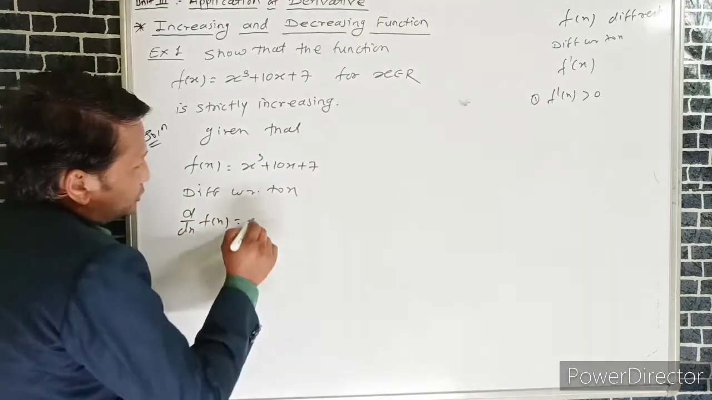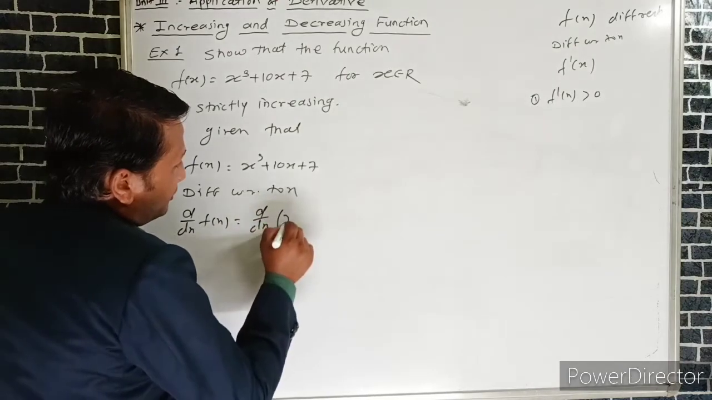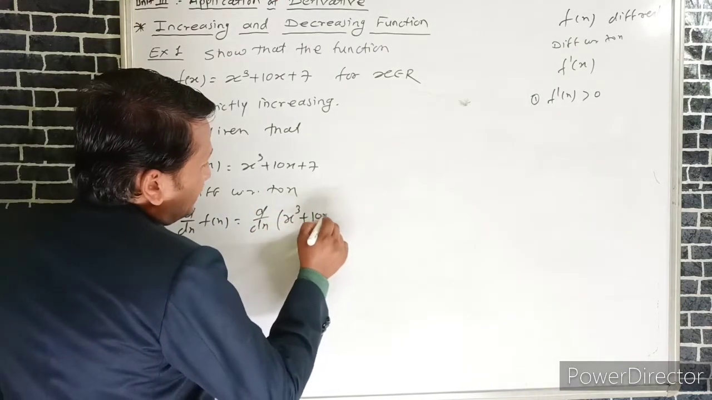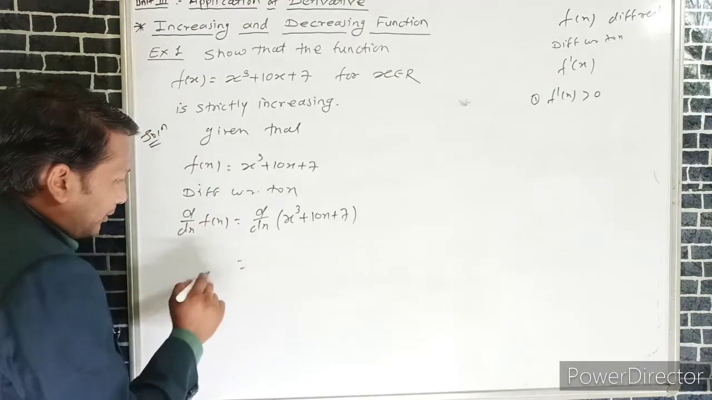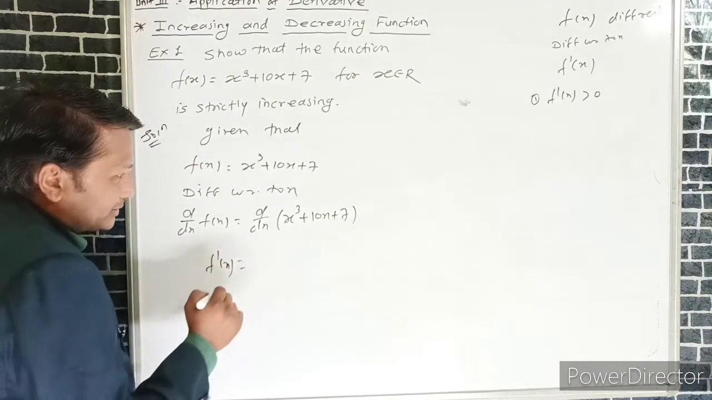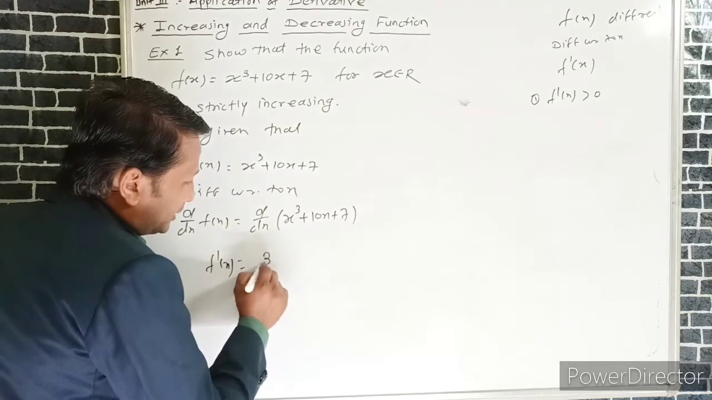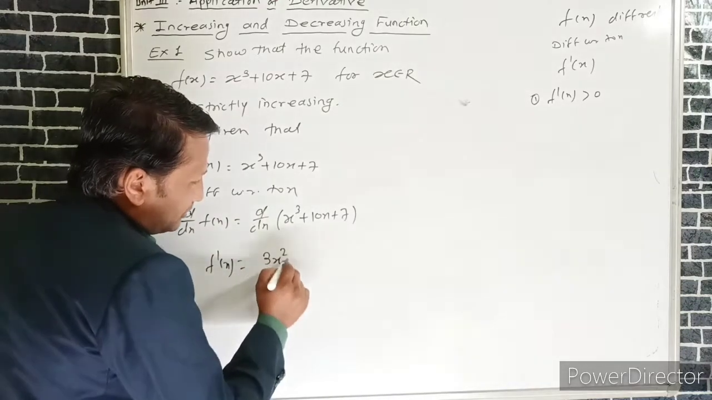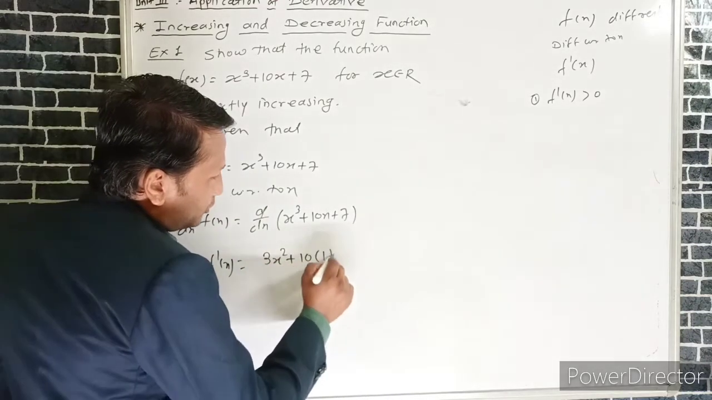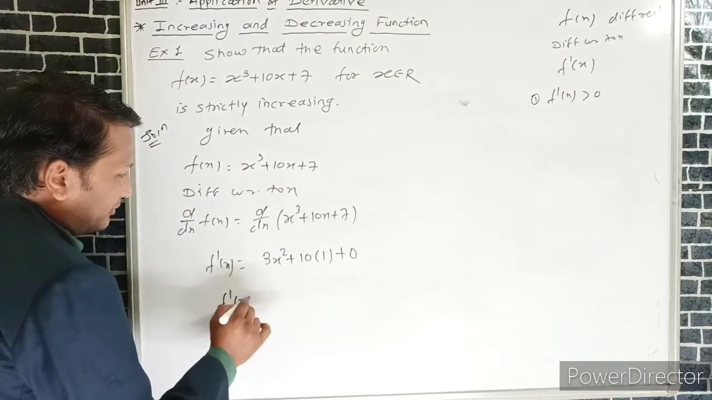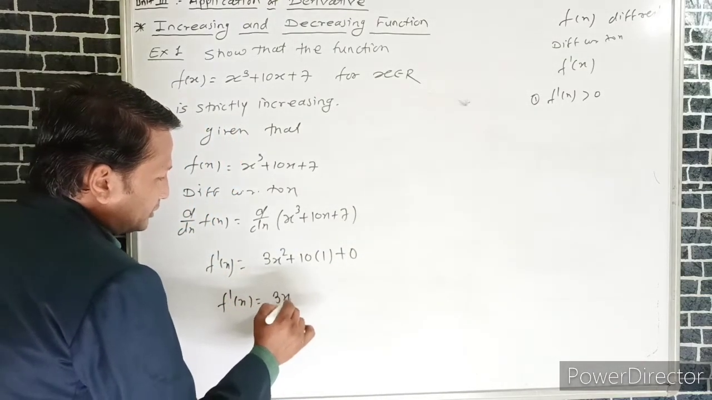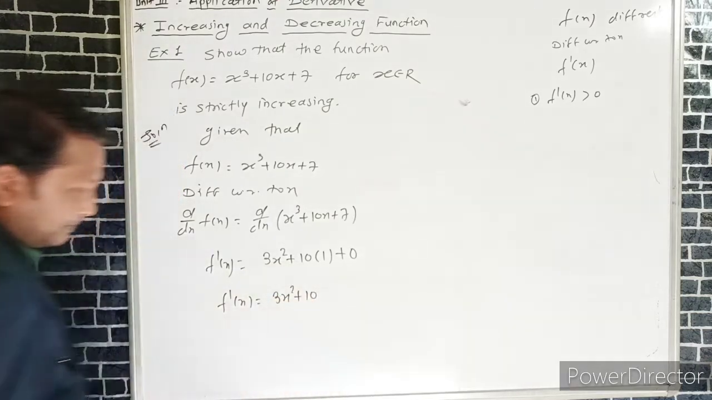After differentiating, the derivative of f of x is equal to the derivative of x cube plus 10x plus 7. So here the derivative of f of x, which is f dash of x: the derivative of x cube is 3x square, plus 10 into the derivative of x, which is 1, plus the derivative of 7, which is 0. Hence f dash of x is 3x square plus 10.